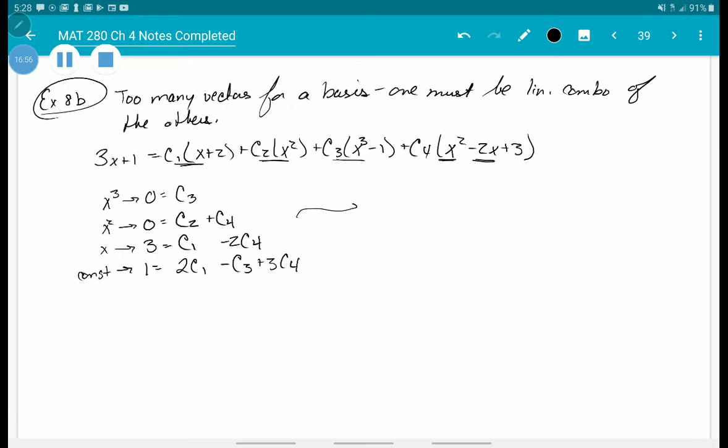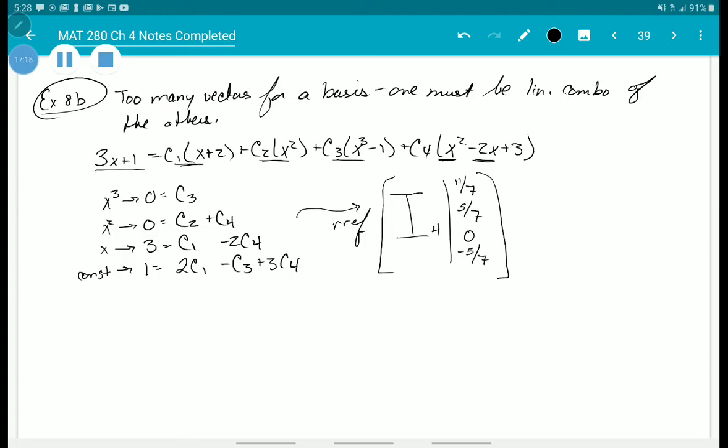So if we were to plug that into our system and do RREF, I'm going to get the identity on the left. And here's what I get. So the answer is yes. We could write 3x plus 1 as a linear combination of those four.